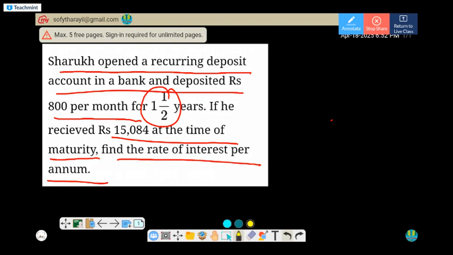This time, 1.5 year, how can we use it in months? How can we convert that into months? 1 year, 12, and 12 plus 6, half is 6 months. So it will be 18. Total will be 18 months.